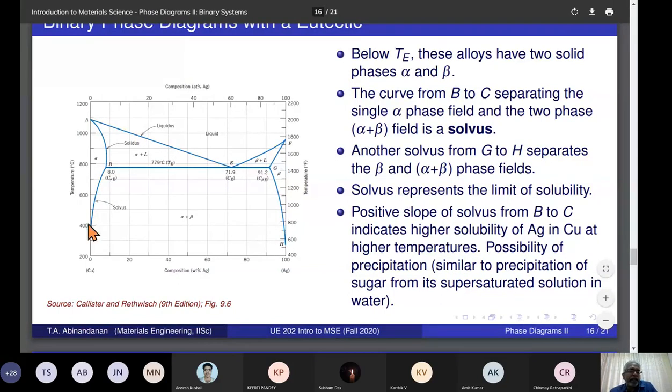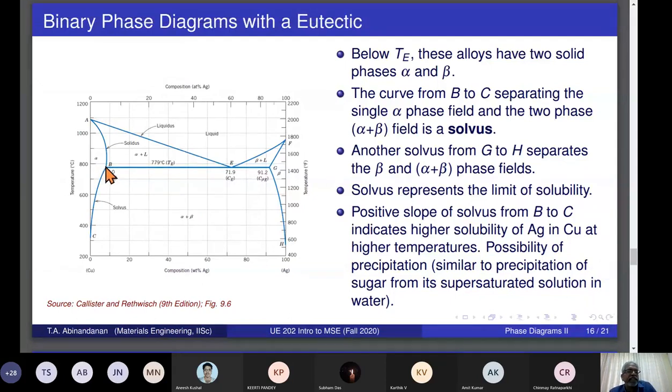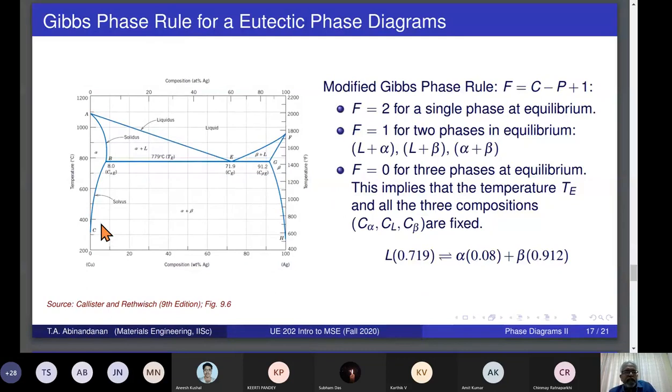And the positive slope here also implies that near 779 degrees Celsius, you can dissolve up to 8% silver, but if you cool it down to 400, effectively there is very little silver left in the solid solution. And that means the remaining silver will have to precipitate out, just like the case of the water and sugar solution that we discussed earlier. So we end up with the possibility of diffusion and precipitation. We will look at precipitation a little later when we talk about phase transformations.